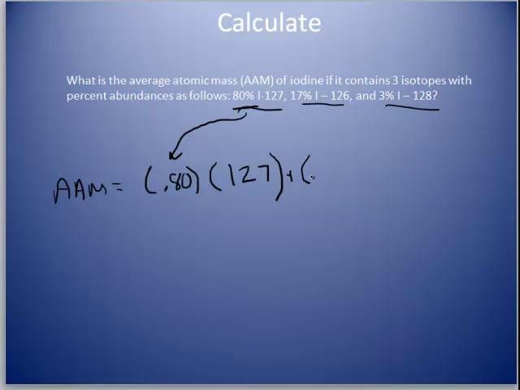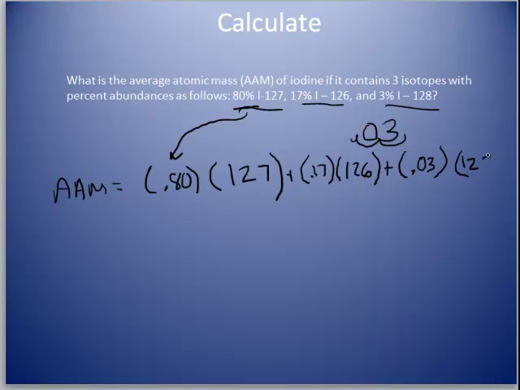The second isotope is 17%, so we're going to move that decimal place over 2 places. That isotope has a mass of 126. And then the third isotope is 3%. Now when we move the decimal place over 2 places, we've got to put a 0 there as a placeholder. So we've got 0.03, which is 3%, and its mass is 128.